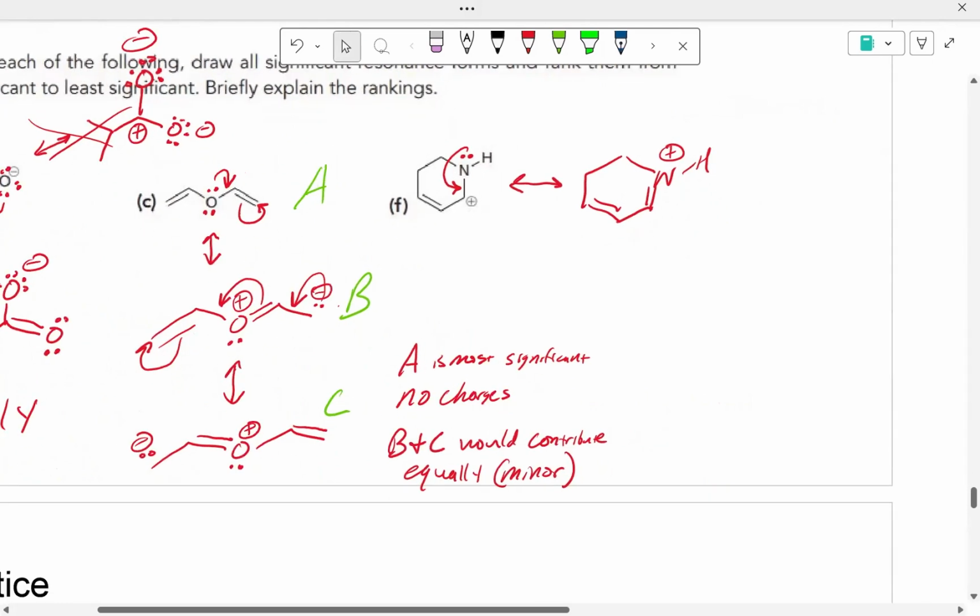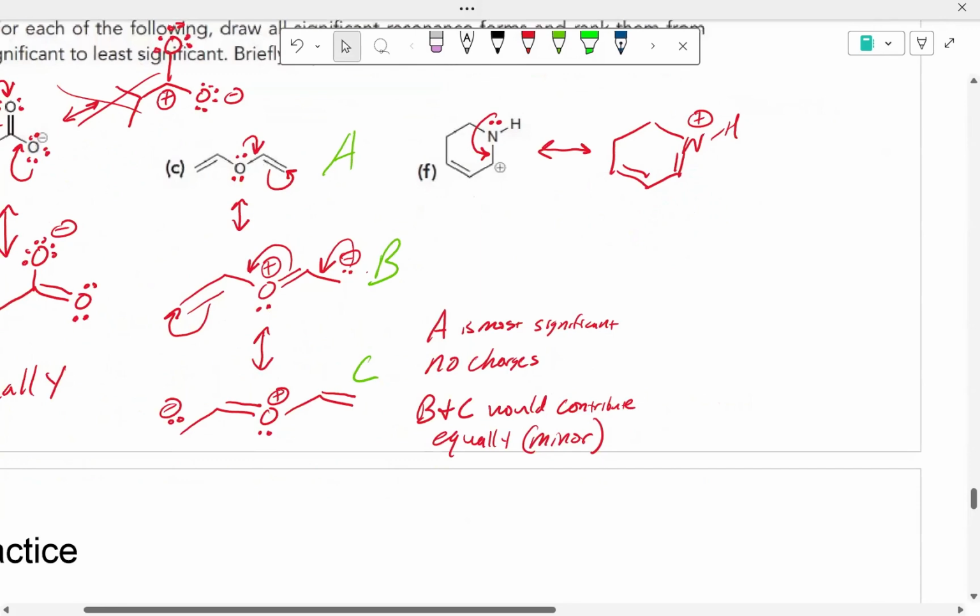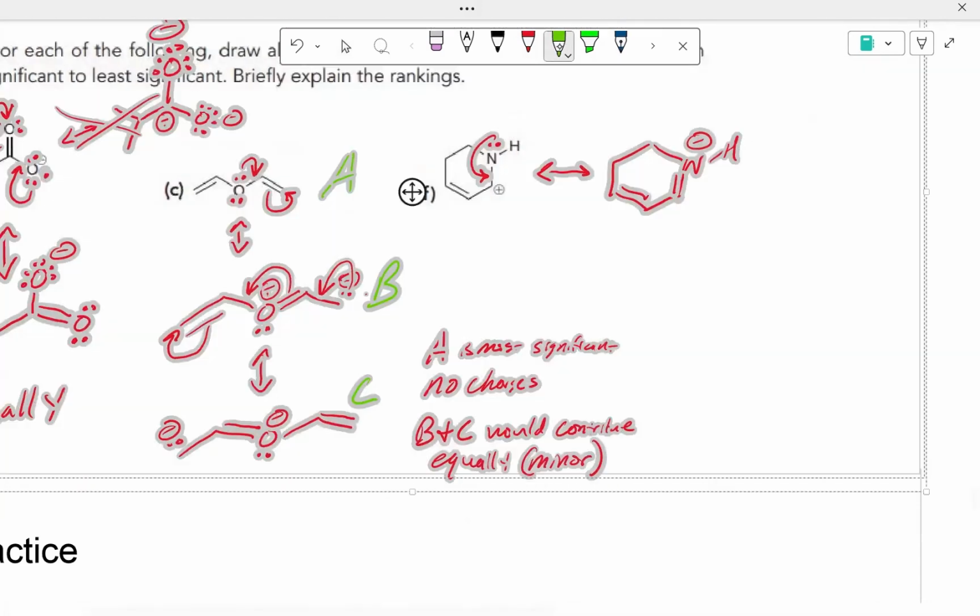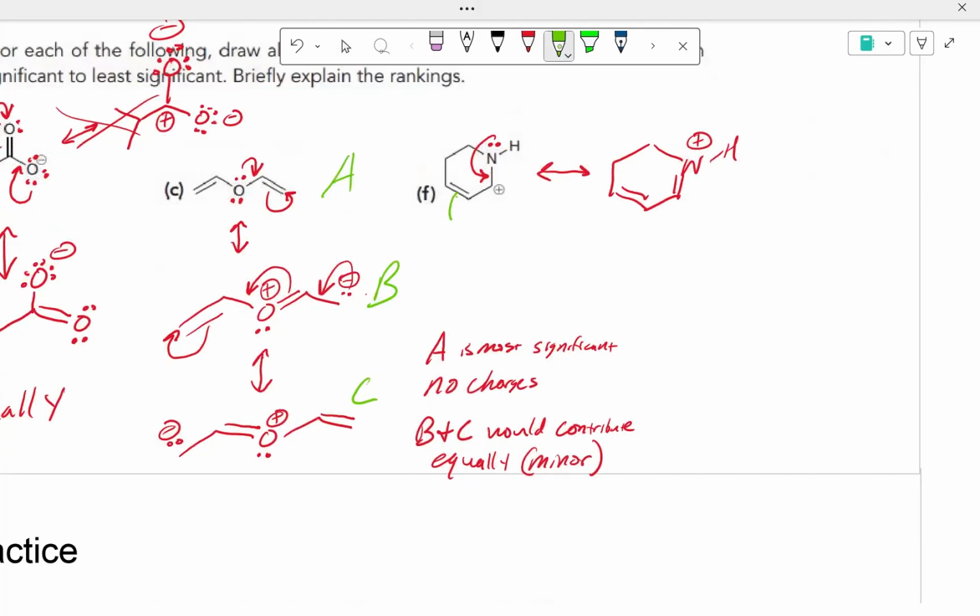Now, if I go back to the first one, I could have started here at the pi electrons, because that's an allylic carbocation. So let's draw what that would look like and then compare all three.